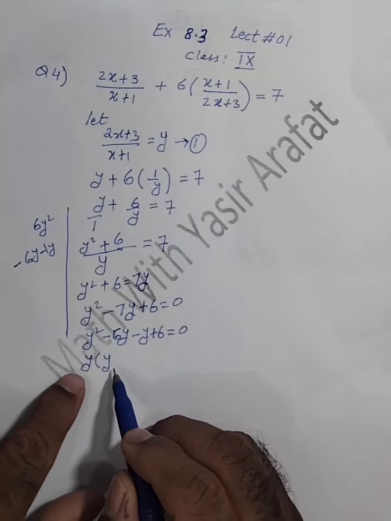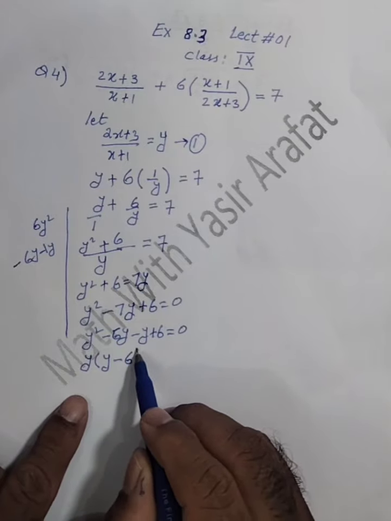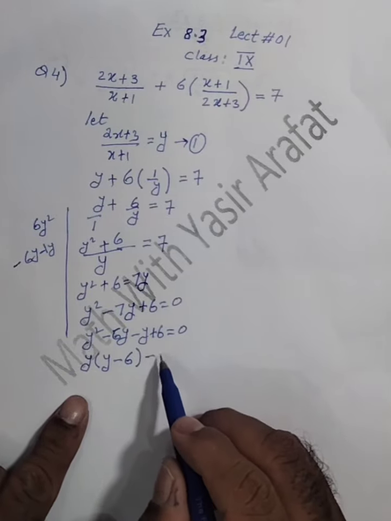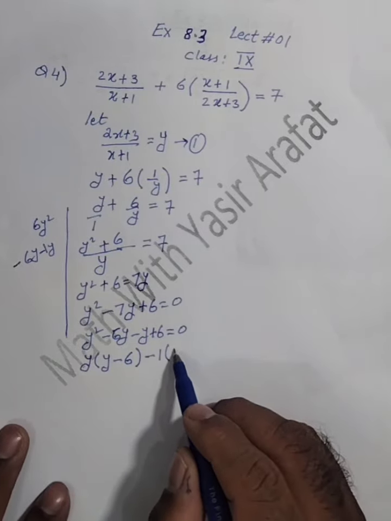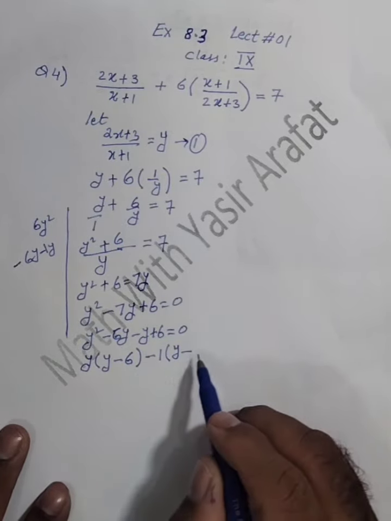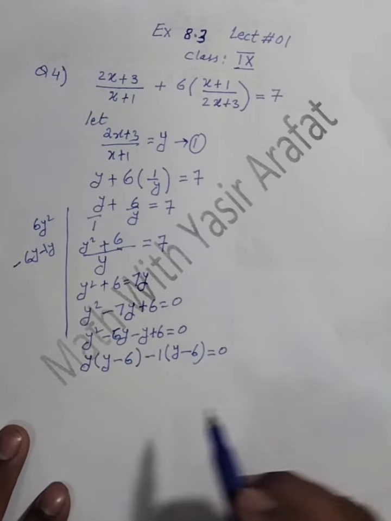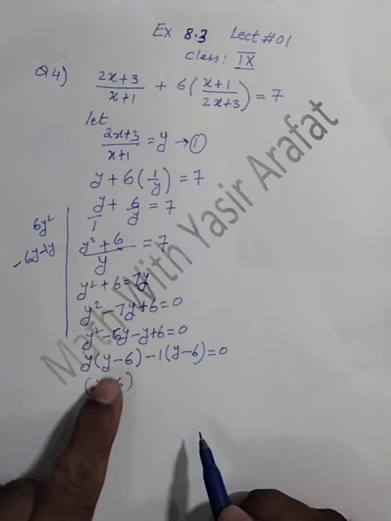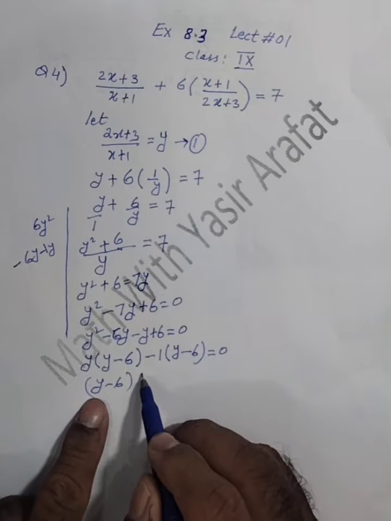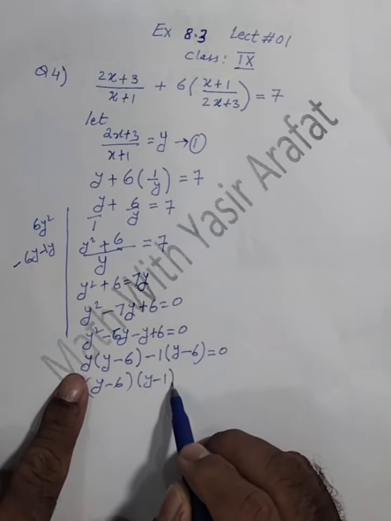We have to take out y common, so the remaining will be y minus 6. There is no common factor in the second term, that means 1 can be taken out common, and then minus y plus 6 equal to 0. Now take out (y minus 6) common, the whole bracket common, then (y minus 1) equal to 0.